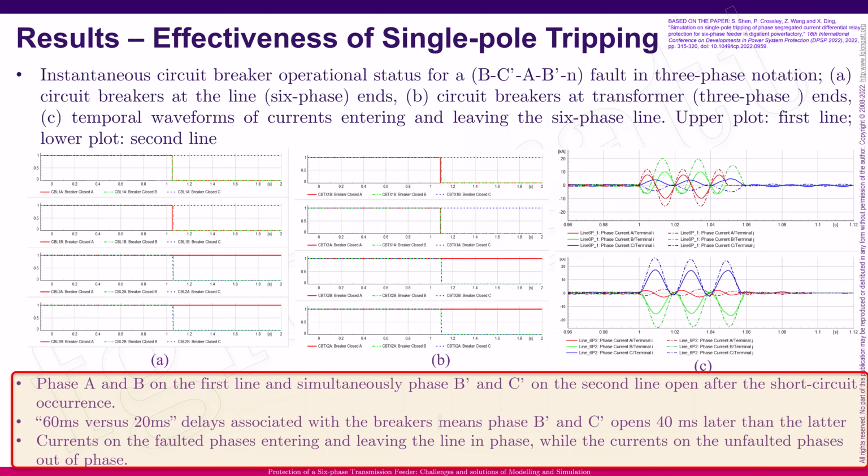Now we are trying to show the effectiveness of the single pole tripping, and in this case we are using the instantaneous circuit breaker operational status for a fault that is BCABN. And in this case we are presenting the classical time domain representation for the currents that are presented over here, and also the status of the tripping. As you can see over here, at the moment that the fault happened, there is a small time delay, as we said before, 60 milliseconds or 30 milliseconds, depending on the 6-phase or 3-phase system. However, the relay is able to identify and trip effectively.